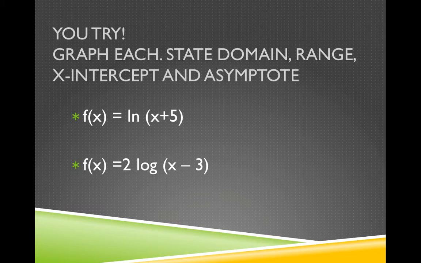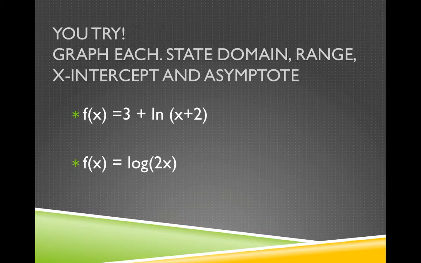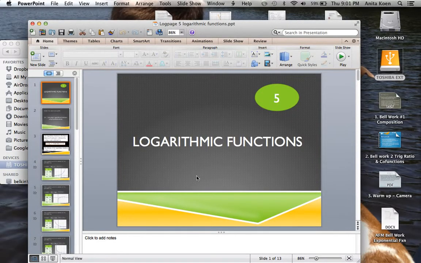Now, what I'd like for you to do is try to graph each of these, state the domain and range, the x-intercept, and the asymptote. The natural log of x plus 5 and f of x equals 2 times the log of x minus 3. And then we'll talk about those. After you've done those two, I'd like for you to try these two and see if you can graph them as well. Tomorrow in class, we'll talk about those 4 graphs that you just tried to graph on your own.